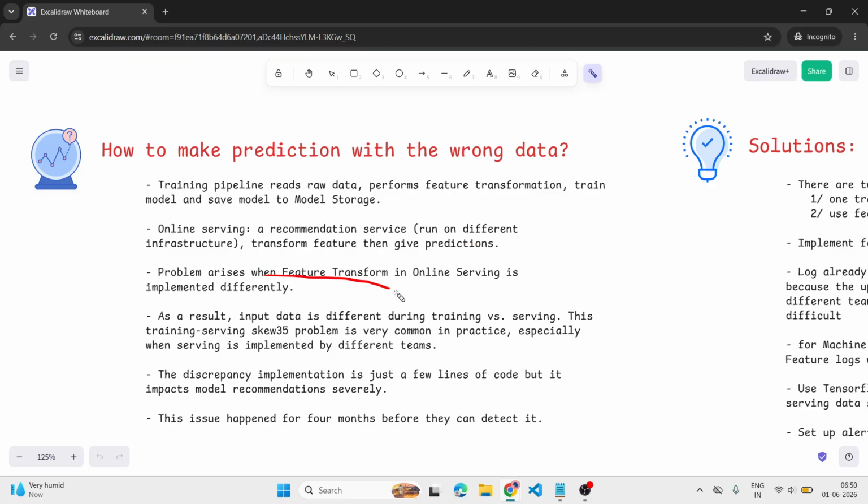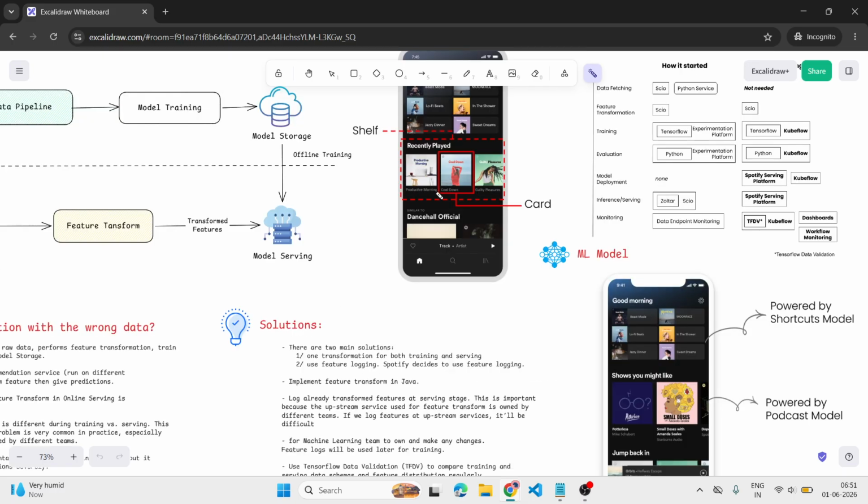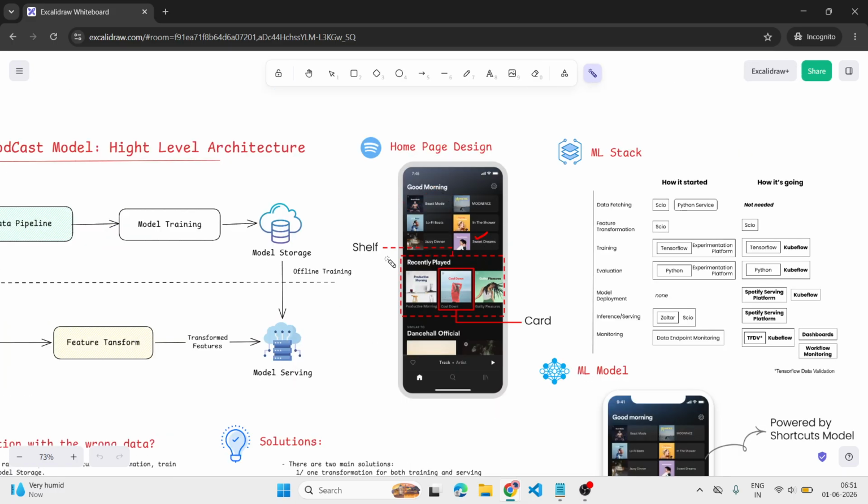What problem arises when the feature transformation in the online serving is implemented differently? Means this model is working in one mode and this is working in a different mode. So these are the issues. The input data is different during training and serving. We already know that input data is not always the output data. So the implementation is just a few lines of code, but it impacts the model recommendation severely. The issue happened for 4 months before it could be detected. So it takes 4 months to detect these few lines of code. What is happening? Why does this model give this? Why does it not suggest this? All of these problems.